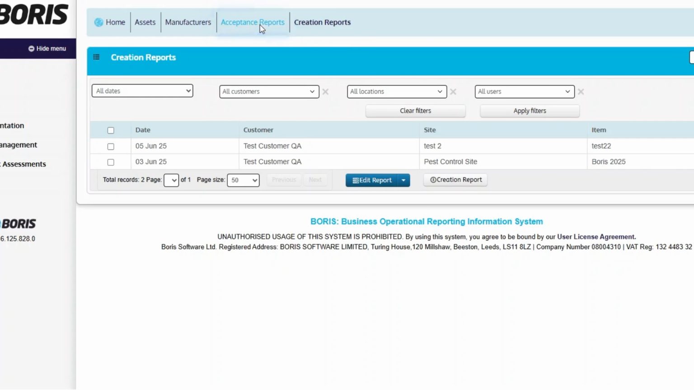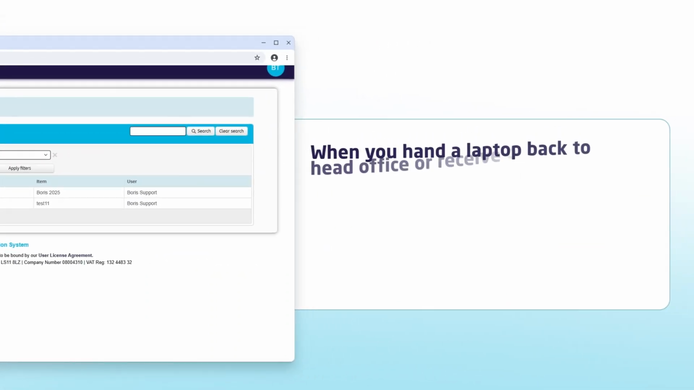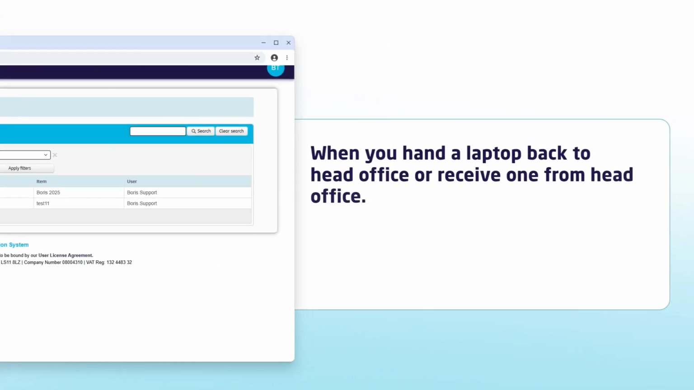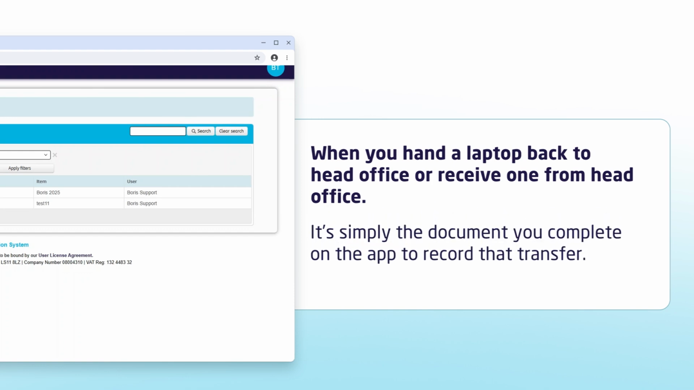Next is the acceptance report. This is used whenever an asset changes hands. For example, when you hand a laptop back to head office or receive one from head office. It's simply the document you complete on the app to record that transfer.